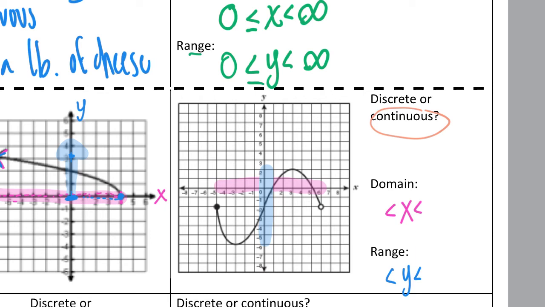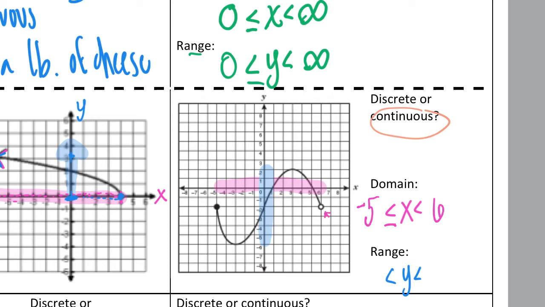The domain, I highlighted the part in pink to represent your x-axis. The smallest x value that the graph takes on, you should have found, was -5. It includes it all the way up to +6. It does not include 6 because it is an open circle there.